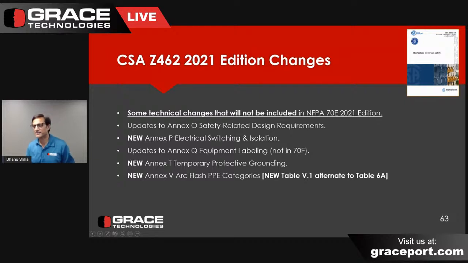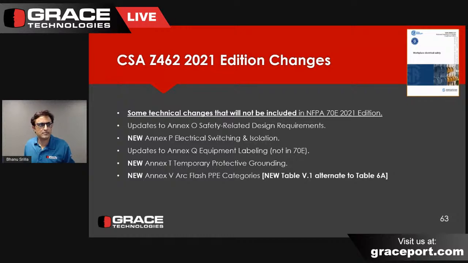Yep, it's a lag. So Annex O, again, safety-related design requirements. We did a complete rewrite on this in Z462 that's not in 70E. And we have some new annexes for high voltage or low voltage switching and isolation, Annex P. Annex Q, you don't have that in 70E. It's a complete annex on arc flash and shock equipment labels, and it shows you a compliant label, similar to the labels that I showed. You don't have that in 70E. That's why I encourage 70E users to buy Z462. There's some really good content that'll help you understand and interpret.